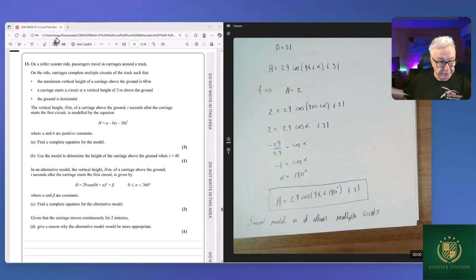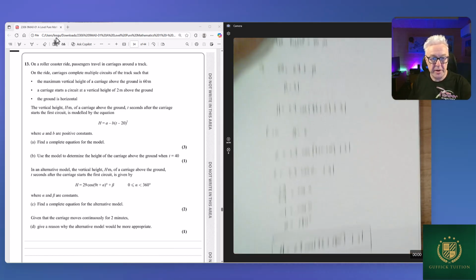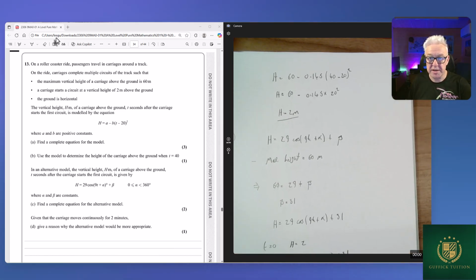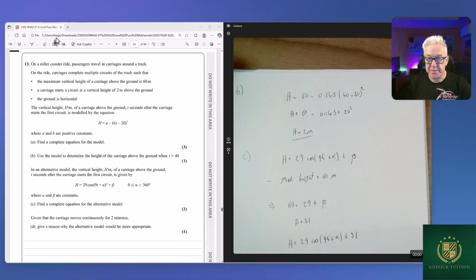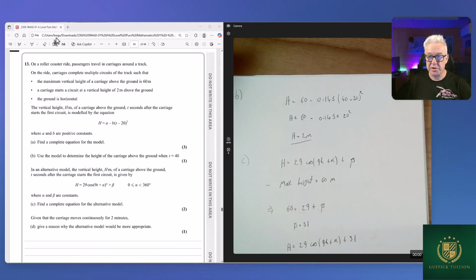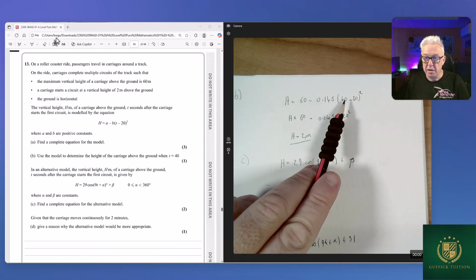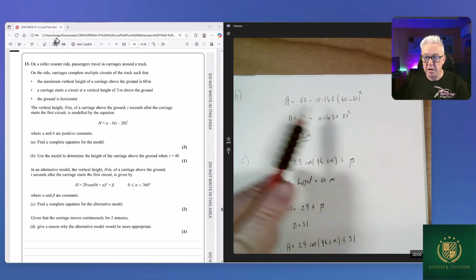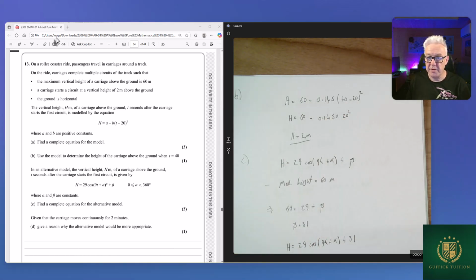Right, part B. Use the model to determine the height of the carriage above the ground when t is equal to 40. Well, that's pretty nice and straightforward. All we've got to do there is just literally sub in t is equal to 40. So t is 40, 40 take away 20 is 20. We've got our a and our b from the previous bit, and that gives us a height of 2 metres. So it's only worth 1 mark there.